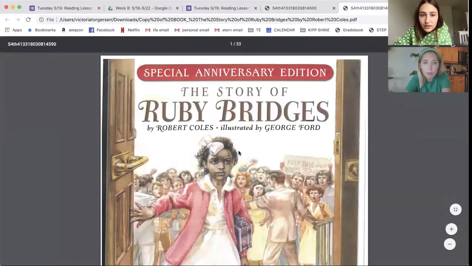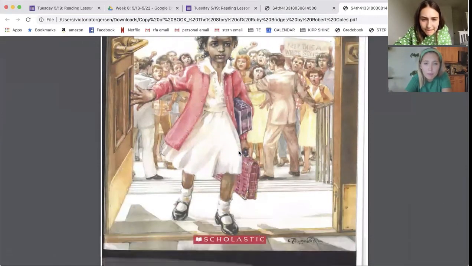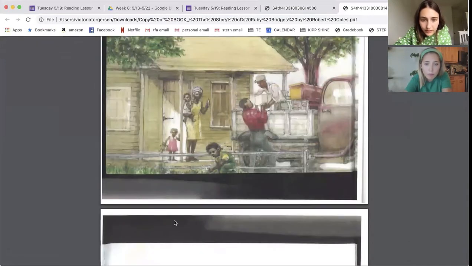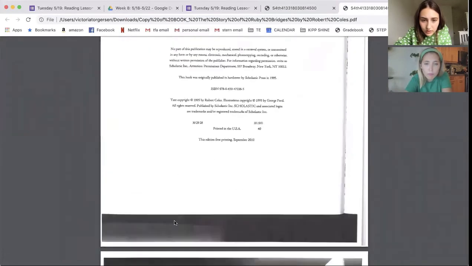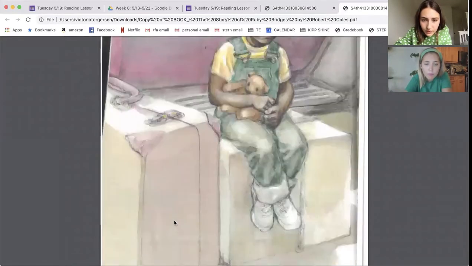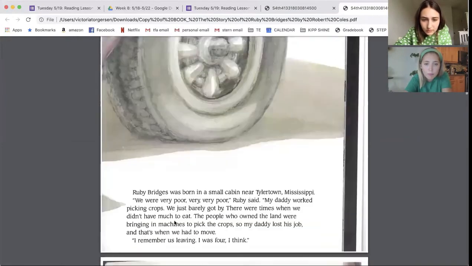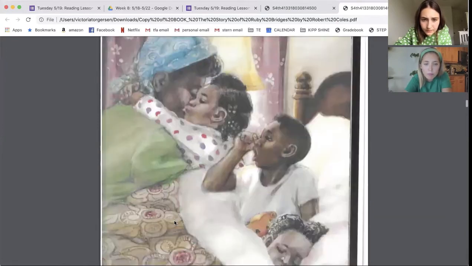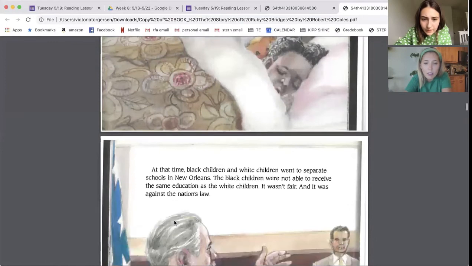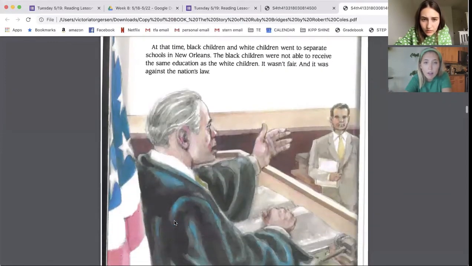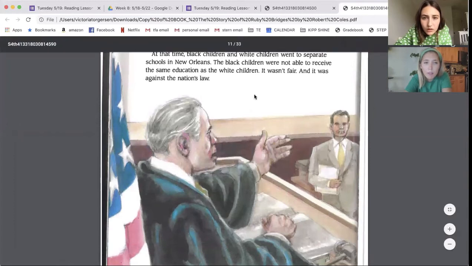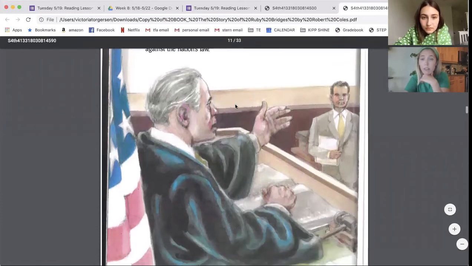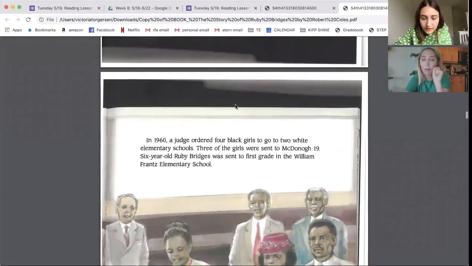Cool. Okay, so that's the beginning of this book. Let's go to this book and see if we can find something that's the same. Story of Ruby Bridges. Her family. Okay, here she's moving. Yeah, this all looks different still. Black children and white children went to separate schools. That's a detail that's in both. Okay, cool. Yeah, let's stop and write that.